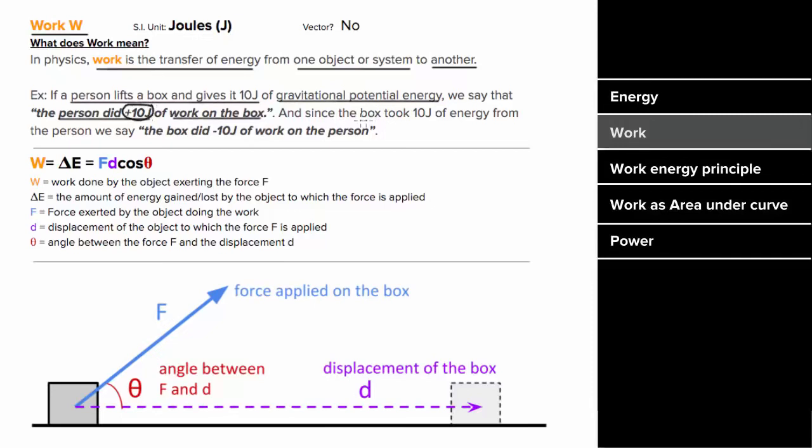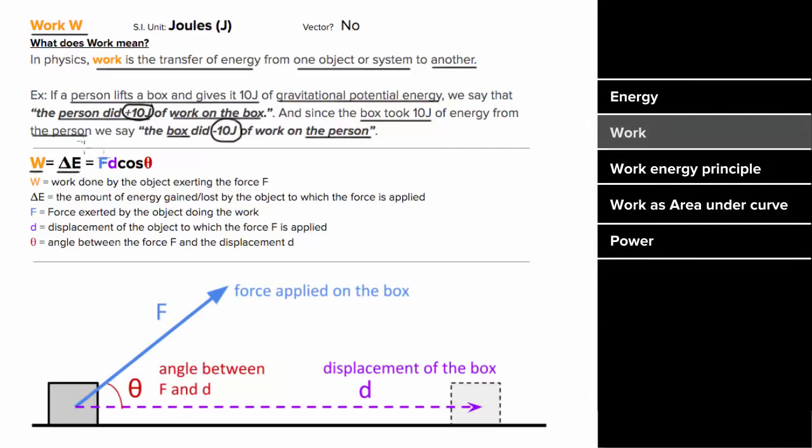But since the box took 10 joules of energy from that person, we'd say that the box did negative 10 joules of work on the person, since the box took 10 joules of energy. So you can find the work done if you can determine the amount of energy that was transferred. But there's an alternative formula to find the work done.